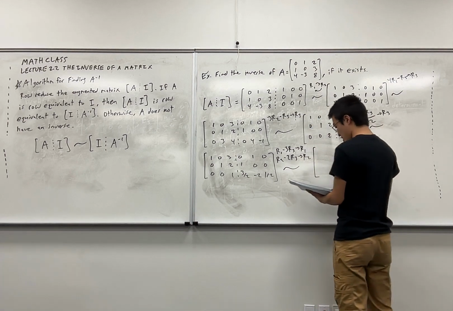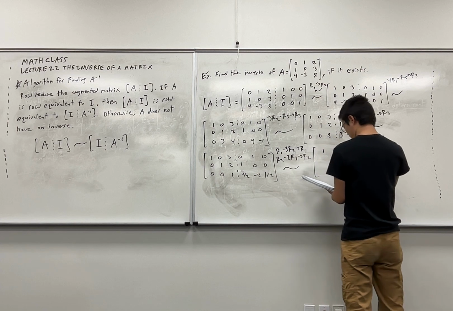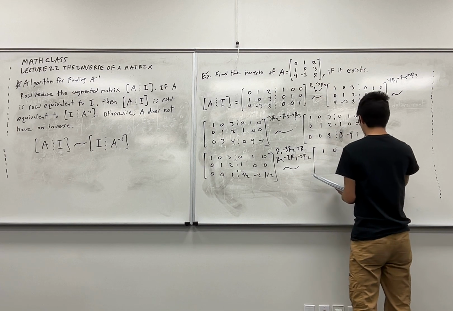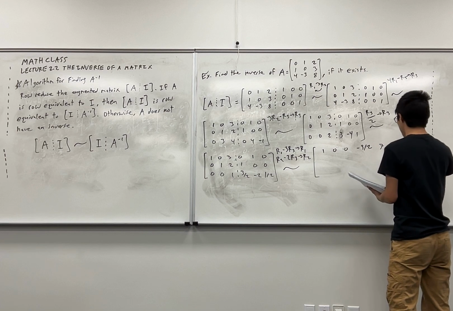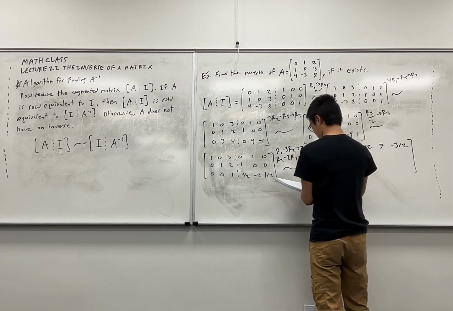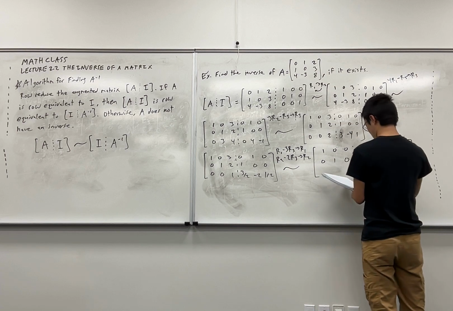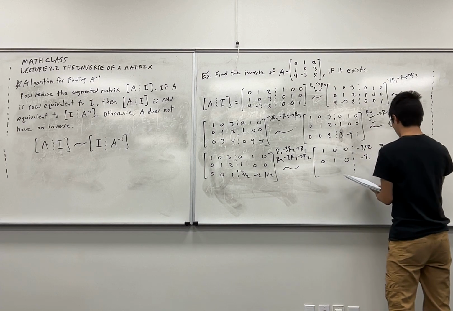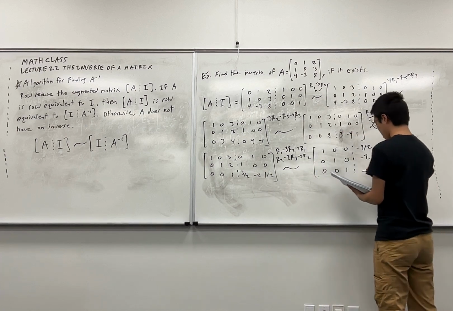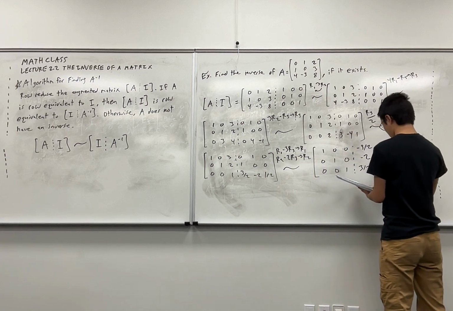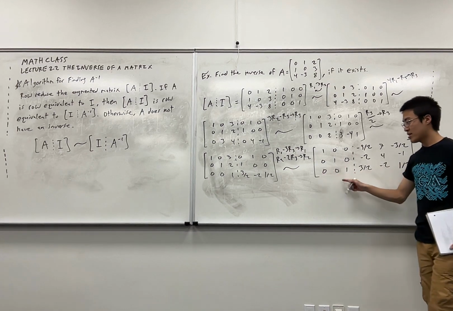If I do that, then I end up with 1, 0, 0, minus 9 halves, 7 minus 3 halves, 0, 1, 0, minus 2, 4 minus 1, 0, 0, 1, 3 halves, minus 2, 1 half. Is this the identity matrix now?